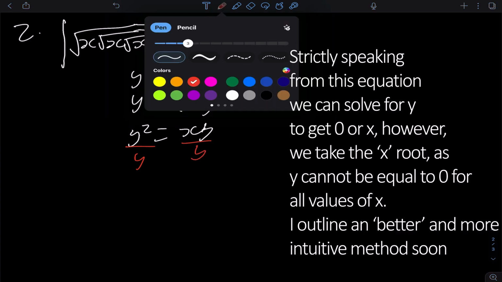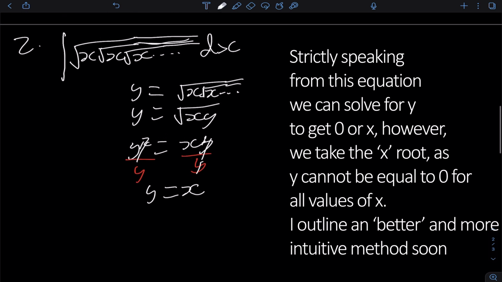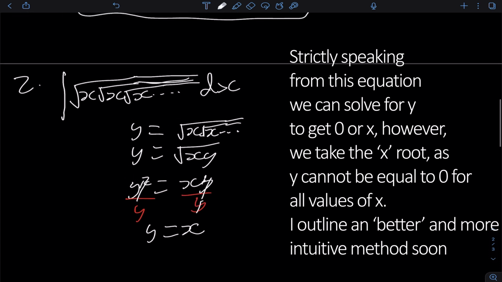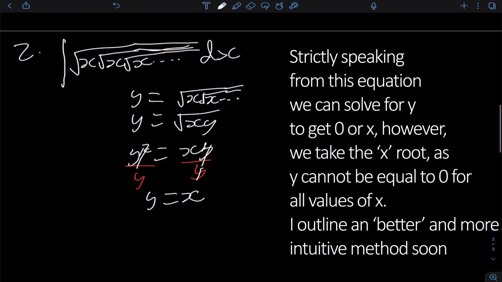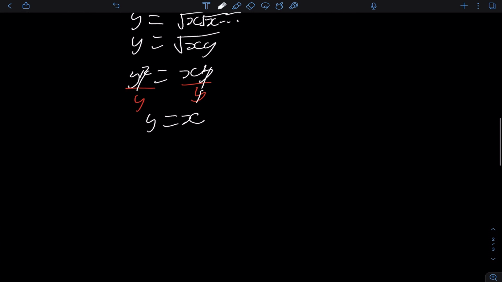And what we see here that is pretty cool is that y is just equal to x. So this entire expression here, the square root of x multiplied by the square root of x, just evaluates to x. And that will be useful not just when integrating this, of course, but in other useful math settings. If you have a nested multiplication of square roots of x, that just evaluates to x. So what we're integrating here is the same thing as the integral of x dx.